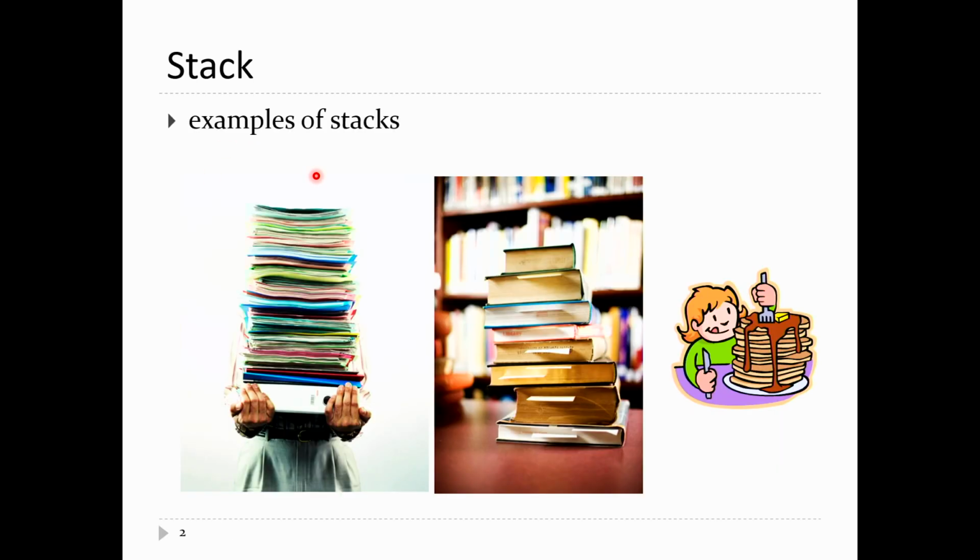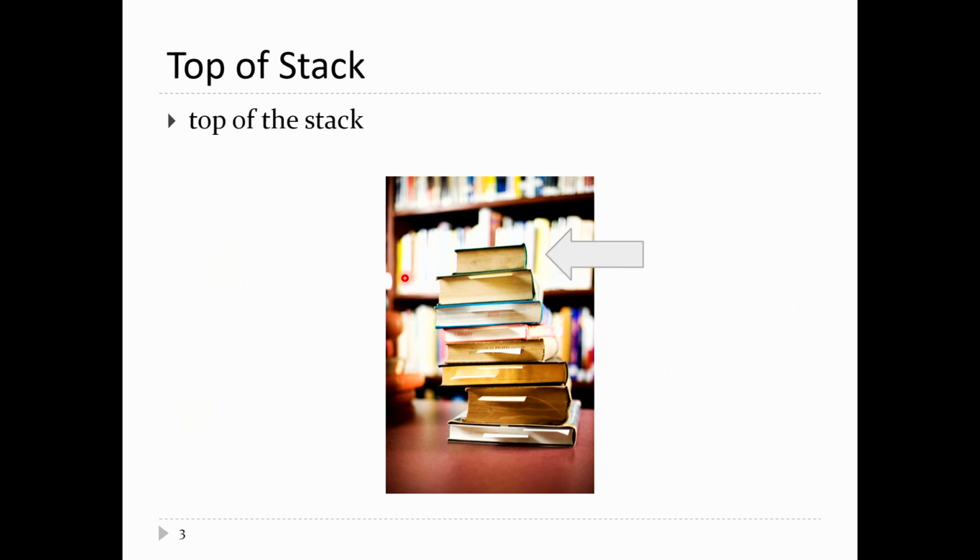So just to quickly remind you, these are real-life examples of stacks, right? Stack of papers, stack of books, stack of pancakes. In the data structure called a stack, there's the notion of the top of the stack. So here you've got a stack of books. The book on top is called the top element of the stack. In a data structure, you can only access the stack via the top element. So you can't reach into the middle of the stack and pull out the middle element, for example. Everything happens at the top of the stack.